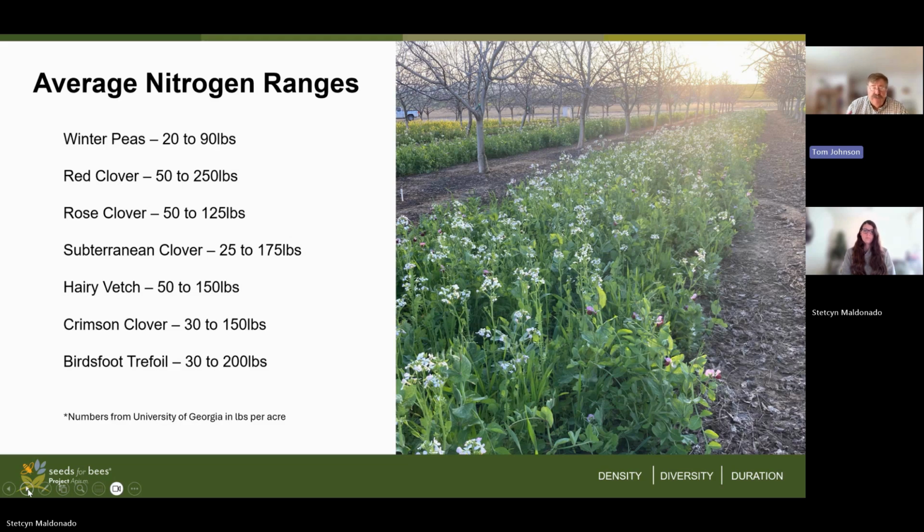Bird's foot trefoil, in our climate, is a perennial. So if you went out and mowed it while it had flowers on it and let that slowly break down out of there, you're probably looking at about 50 pounds of nitrogen, but it's going to grow back.